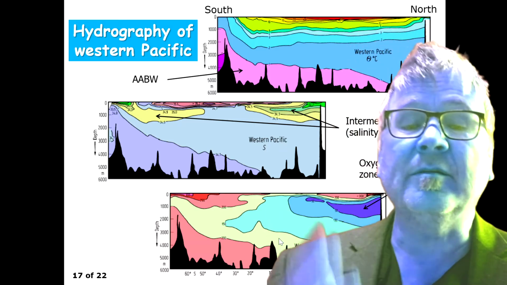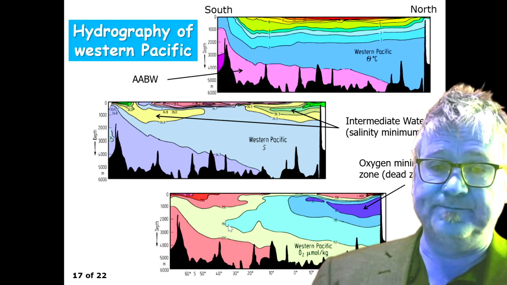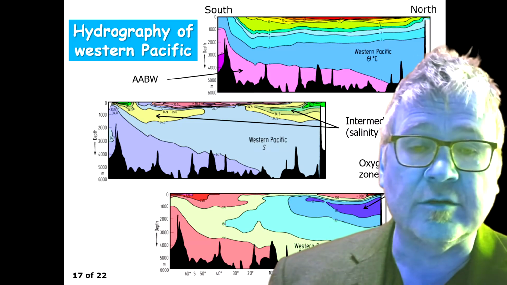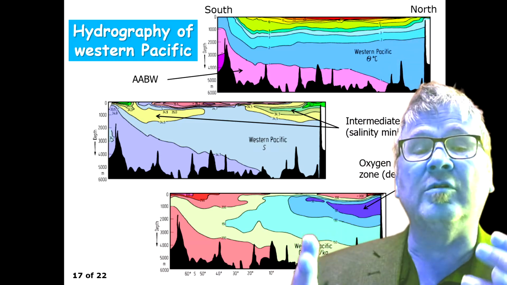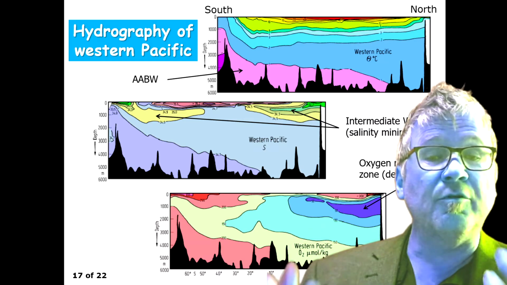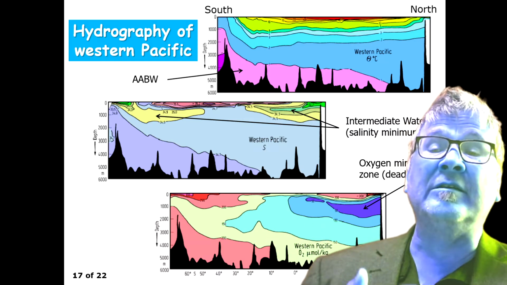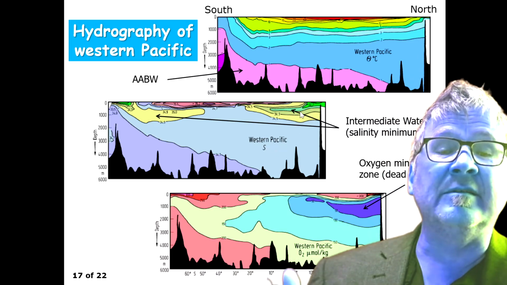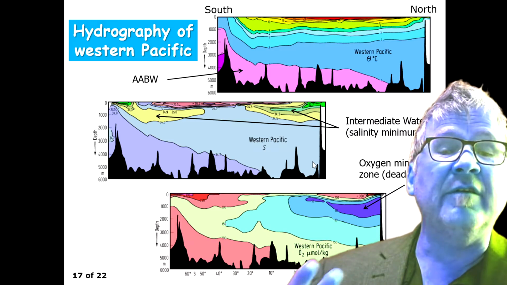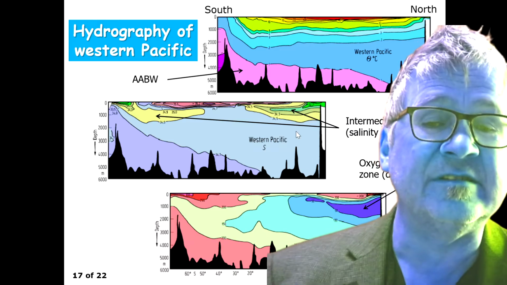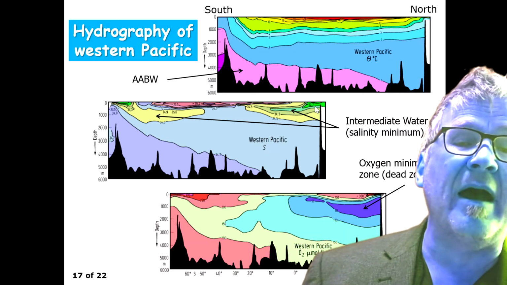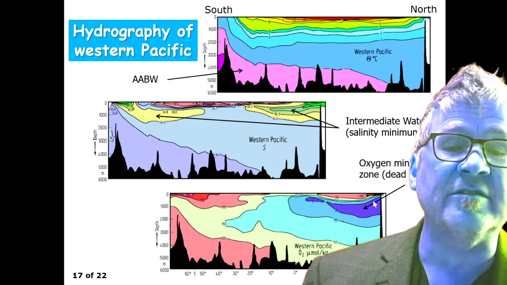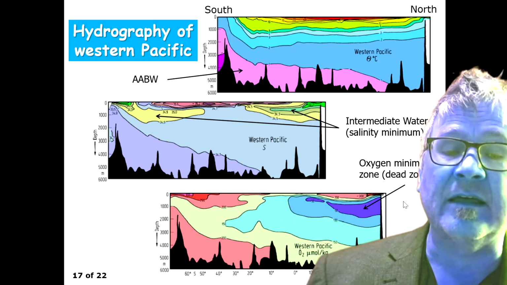Okay, and the bottom distribution shows you dissolved oxygen, and here you can identify a zone of very low oxygen content, a so-called dead zone, very pronounced in the North Pacific Ocean. And if you compare the salinity and the oxygen, you have to be a little bit careful with the interpretation, because this intermediate water is actually pumped in exactly at the top of this oxygen minimum zone. The oxygen minimum zone is actually located underneath.